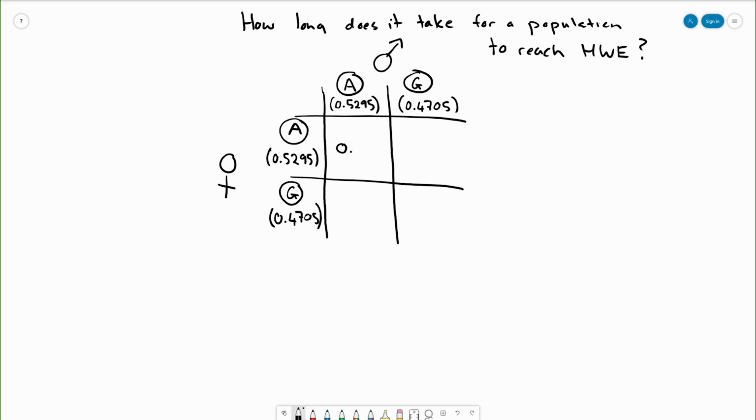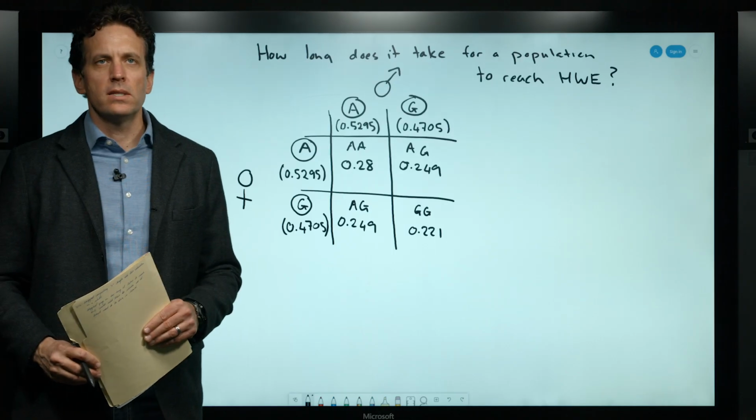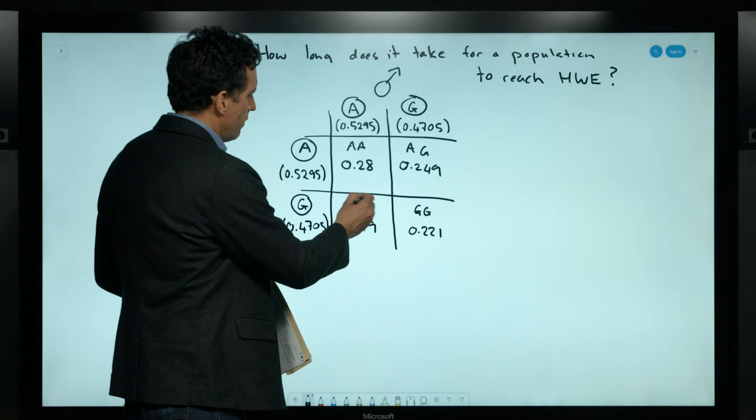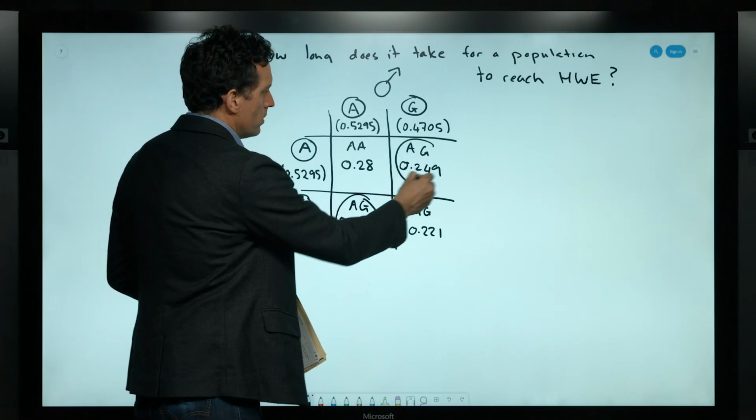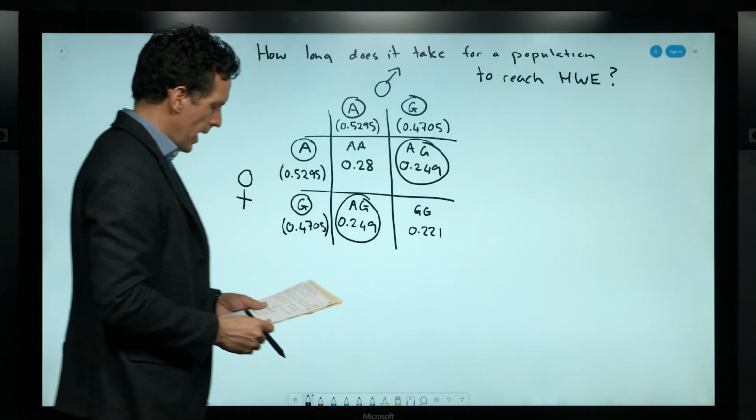So we'll have 0.28 for the AA individuals. We'll have 0.249 for these AG individuals. And we'll have 0.249 of the population will be these AG individuals. And 0.221 will be GG. And so again, in this Punnett square now, we can see that there are two ways to form the heterozygote, as shown here. And so that's, of course, why we add them together.